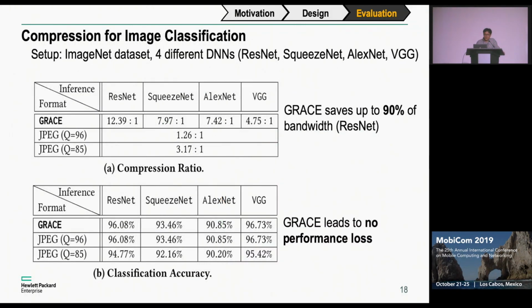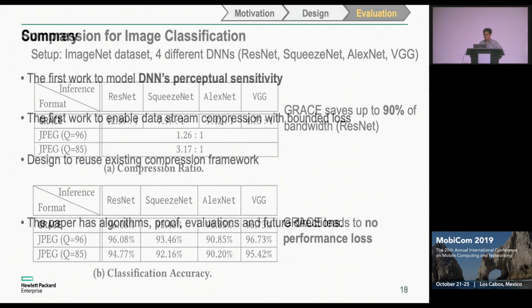Finally, we evaluate Grace on the image classification task over a large dataset like ImageNet and 4 different deep neural network models. From the first table at the top, we can see that Grace saves up to 90% of the bandwidth compared to the raw data, and it also performs better than JPEG. This benefit comes with no accuracy loss, as shown in the bottom tables. So it is comparable to other DNN inference accuracy.